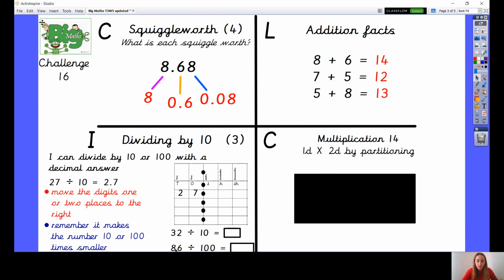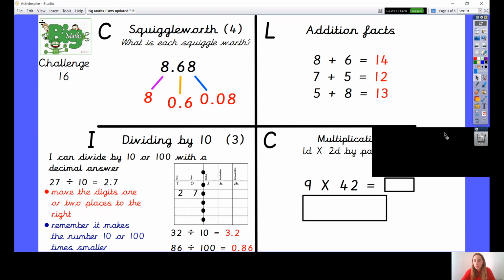32 divided by 10 and 86 divided by 100. Have a go, pause the video and press play and we will check the answers together. Okay, 32 divided by 10 is 3.2 and 86 divided by 100 is 0.86. Have a look at what you got, see if it's the same. If it's not, that's okay. We're going to carry on practicing this skill for the rest of our Big Maths sessions this week.